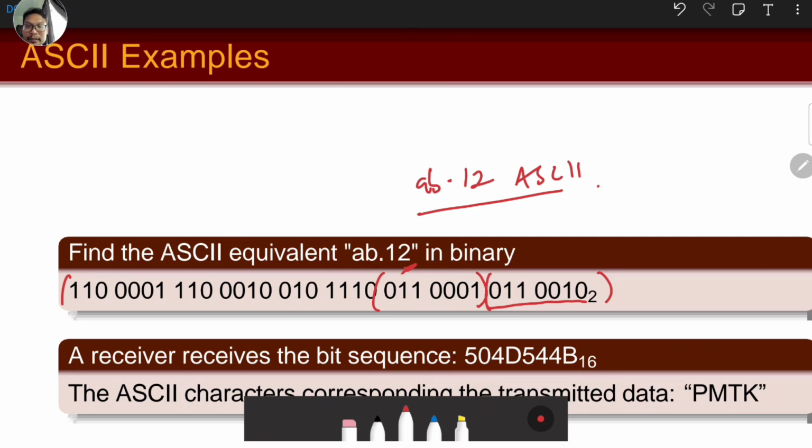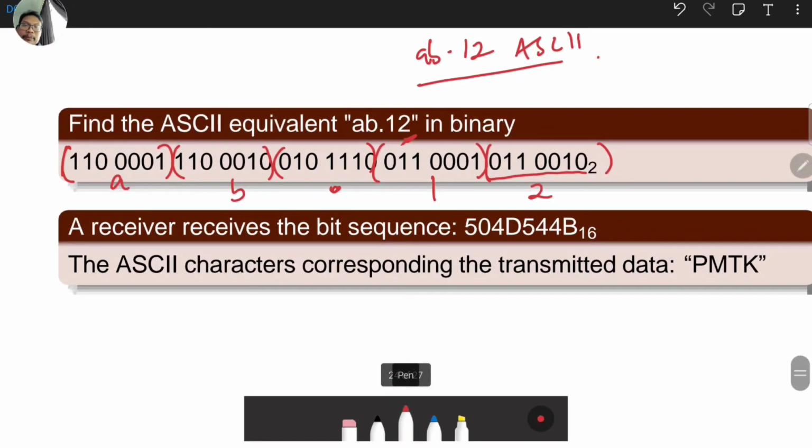And then we have the dot, and we have the AB. So the A and B, I believe, is this one. This is your A, and this is your B. This is your dot. This is your 1, and this is your 2. Okay, so this is the binary equivalent of the ASCII.